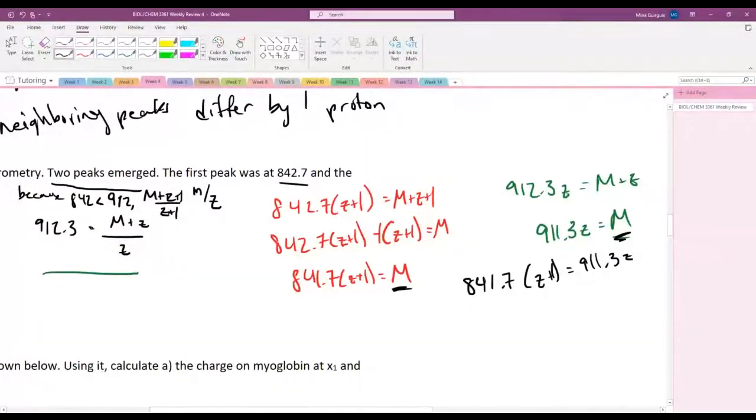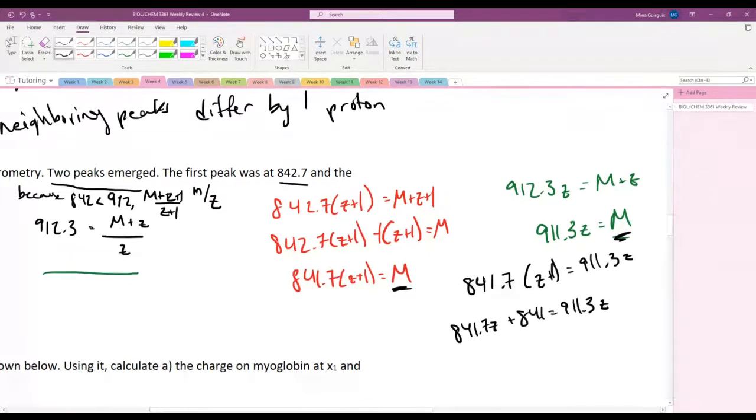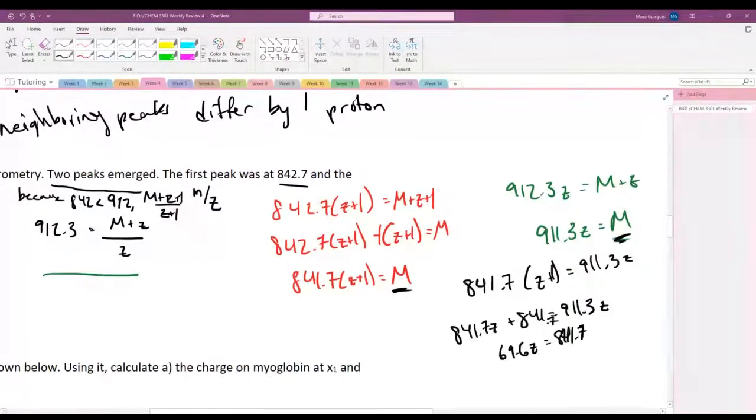11.3 Z. Okay. So now at this stage, I'm going to distribute. So 841.7 Z plus 841 is equal to 911.3 Z, okay? And now I hope we're okay with cleaning this up from here. Just had something fall. No problem. We're just going to take 911.3 Z, subtract 841.7 Z, and we're going to get 69.6 is equal to that 841.7, and I apologize, I dropped the 0.7 here. I didn't actually notice that.